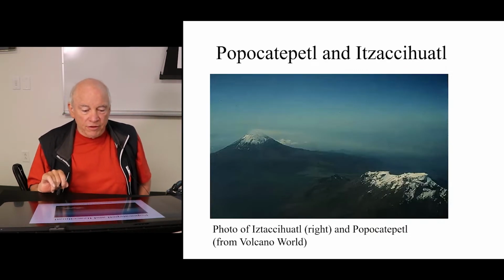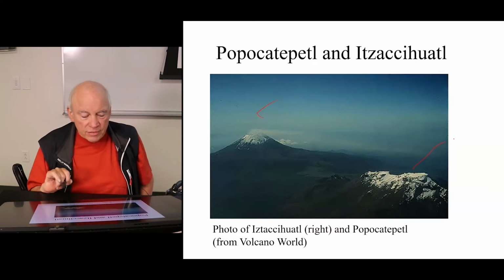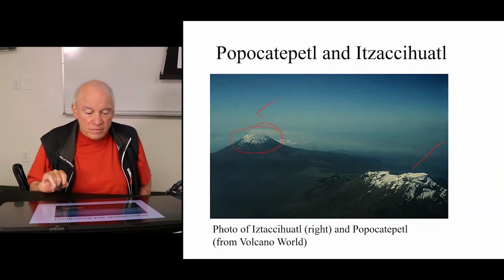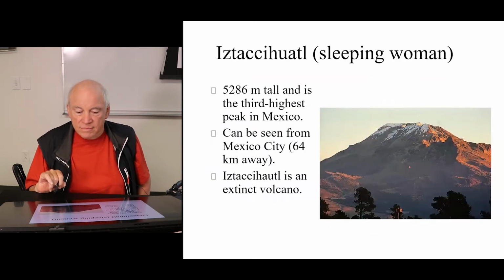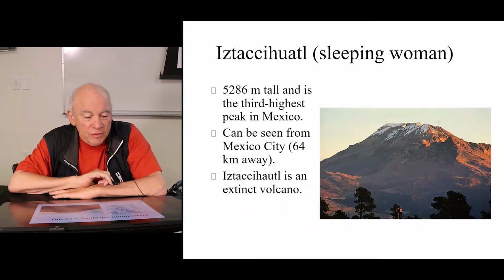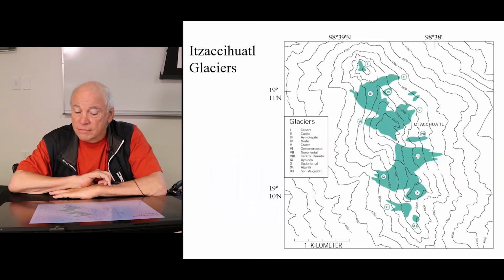So here we've got a view of Popocatépetl and Iztaccíhuatl. And you can see that Popocatépetl has snow on it, and so does Iztaccíhuatl. This is the Aztec for Sleeping Woman. It's the third highest peak in Mexico. You can see it from Mexico City. It's an extinct volcano, so no danger of it erupting.